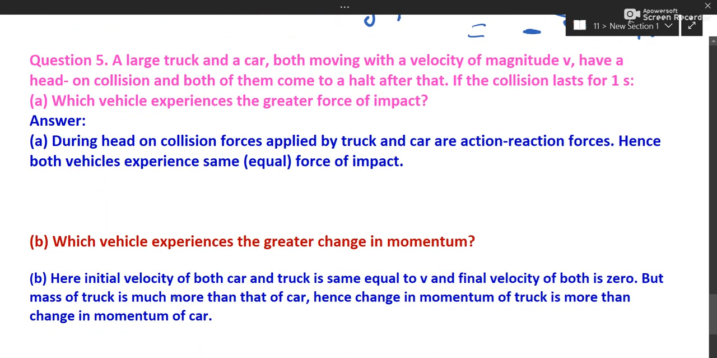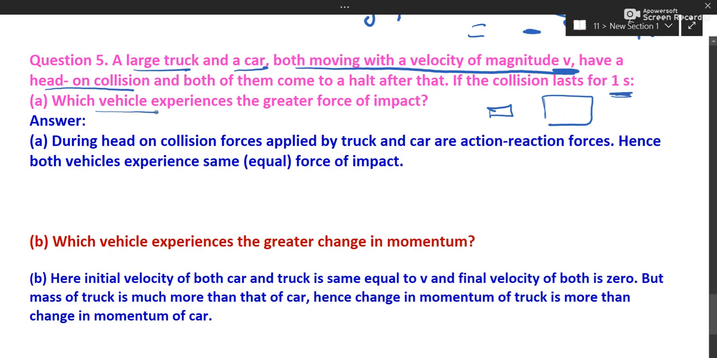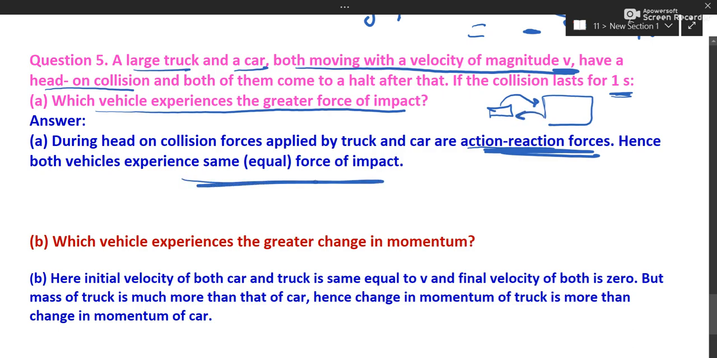A large truck and a car both moving with the velocity of v. Okay, so with same velocity, car and truck have a head-on collision. Car and truck, they collide for 1 second. Which vehicle will experience greater force? So let's see here, action reaction forces are involved, right? How much force the car will exert on truck, same force will be the reaction force. So force will be same. Action reaction are equal and opposite.